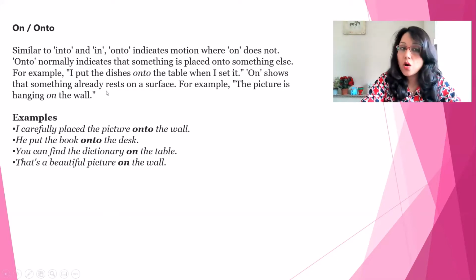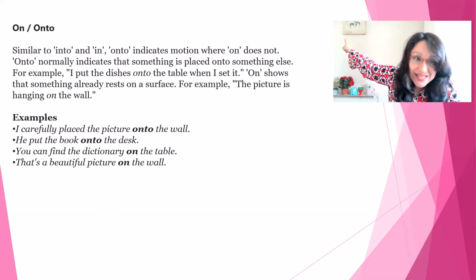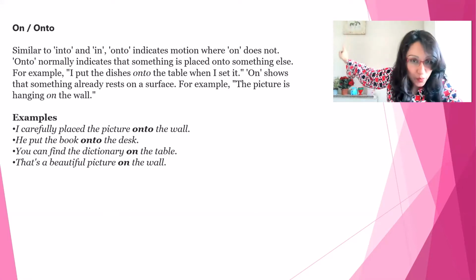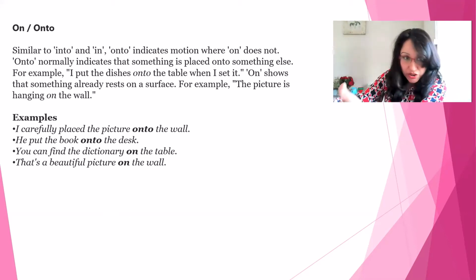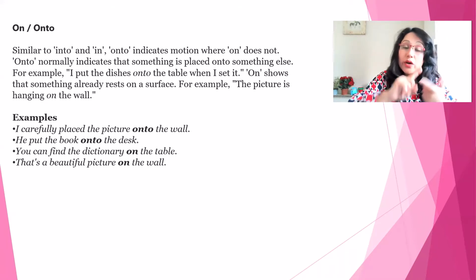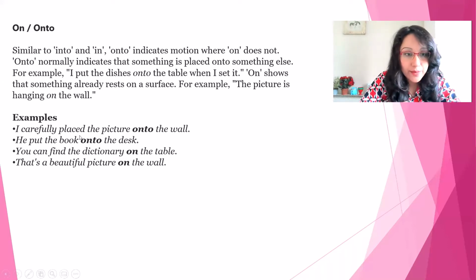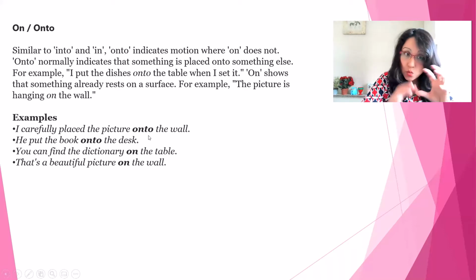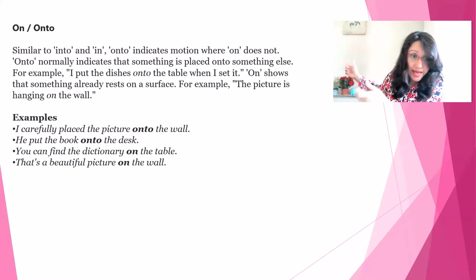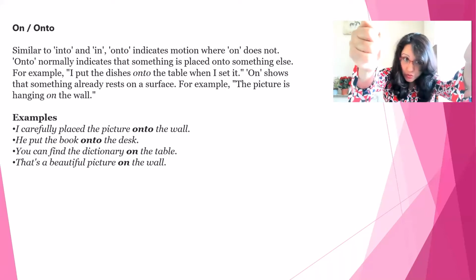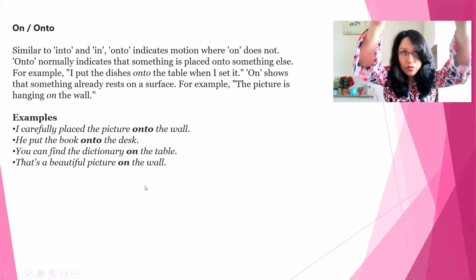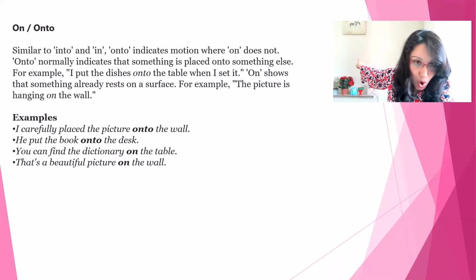On shows that something already rests on a surface. For example, the picture is hanging on the wall, as the one that you can see behind me. So the picture is hanging on the wall and I put the dishes onto the table. Always remember, when you have into or onto, it is talking about motion. So I carefully place the picture onto the wall. Let's say I take this off and then I am putting it onto the wall. That's the motion. But right now, the picture is on the wall.